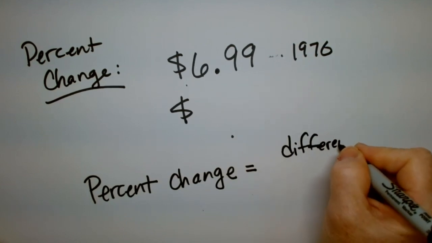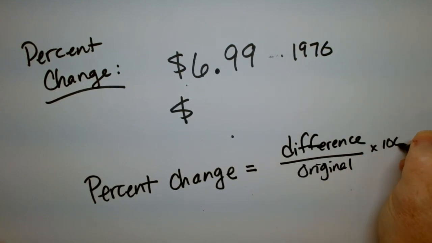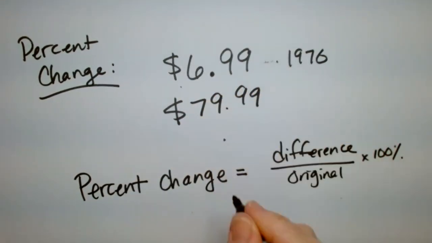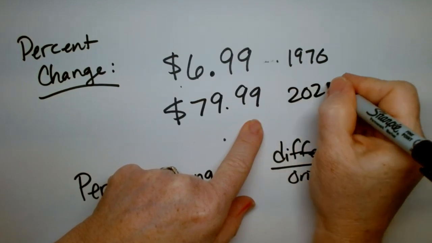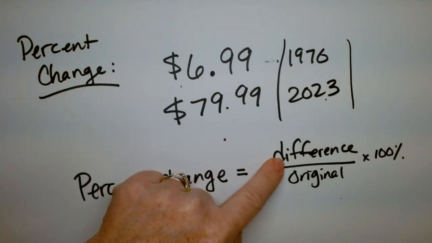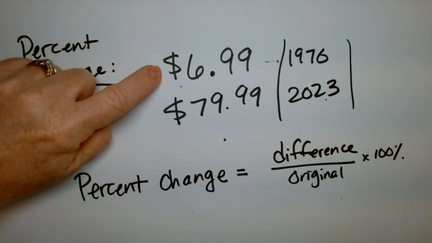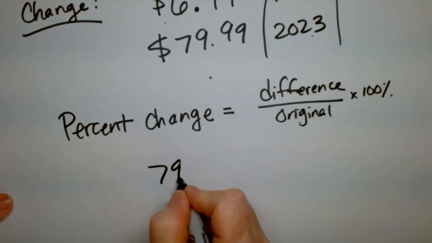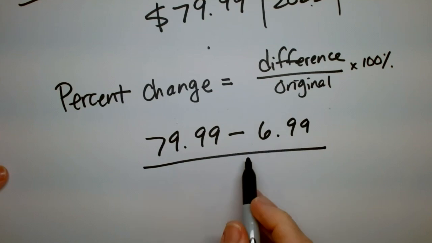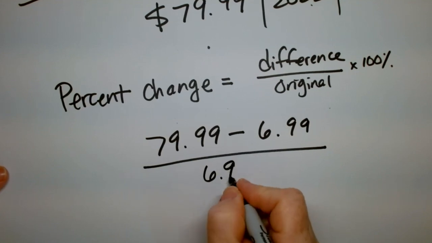It's going to be the difference over the original times 100%. Okay, so shoes. Okay, I like that one. Let's do $79.99. All right, so $79.99, this is today, 2023. The years are just in there so you know which one is which year. I want the difference, and we're going to divide it by the original. In this case, original means the earlier price. So I'm going to have $79.99 minus $6.99 all over. And this is the important one, because if you put 79 down here, you're going to get a different number than if you put $6.99. So this is the original.